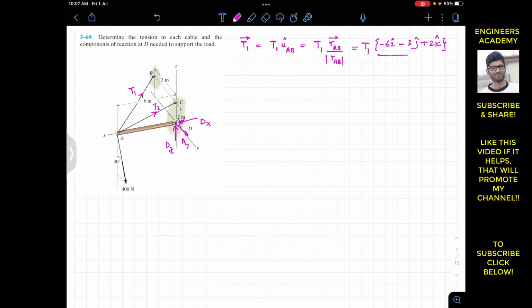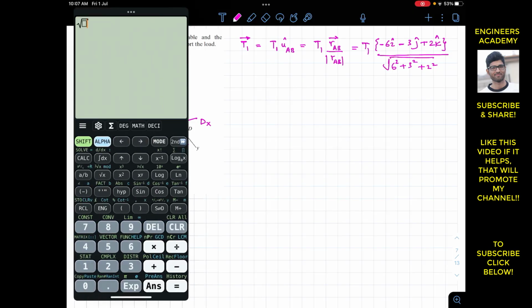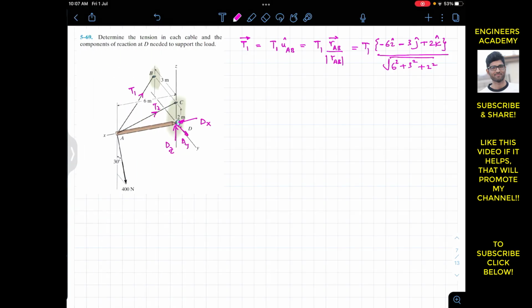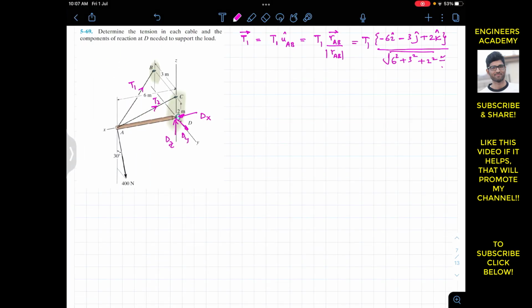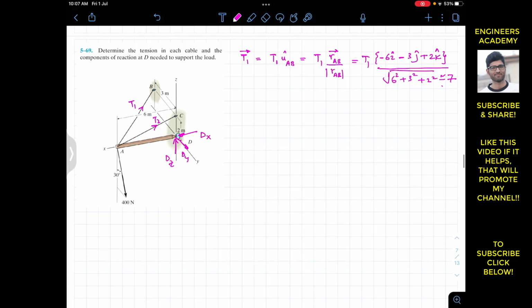And then the magnitude of this will be the square root of 6 squared, which is 36, plus 3 squared, which is 9, plus 2 squared, which is 4. This gives us 7. So this magnitude is 7. This is not an approximation, this is exactly equal to 7. So we can write T1 vector as follows.